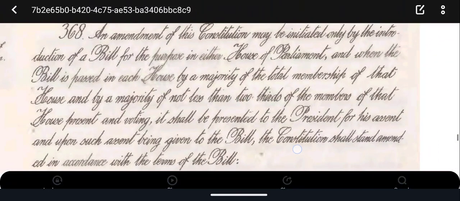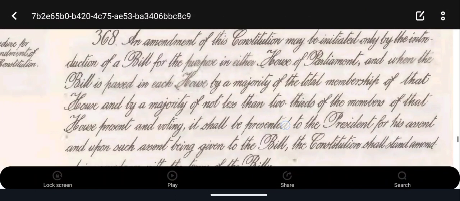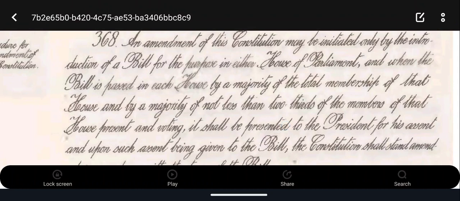So, to summarize in a simple way, I will show this extract also. An amendment of this constitution may be initiated only by the introduction of a bill for the purpose in either house of Parliament, and when the bill is passed in each house by a majority of the total membership of that house, and by a majority of not less than two-thirds of the members of that house present and voting, it shall be presented to the President for his assent. So nowhere is the word power used. It means Article 368 is only saying the procedure; power is a normal lawmaking power only, which Parliament has. Parliament is having only one power, normal lawmaking power. But for constitutional amendment, I am following a separate procedure route.